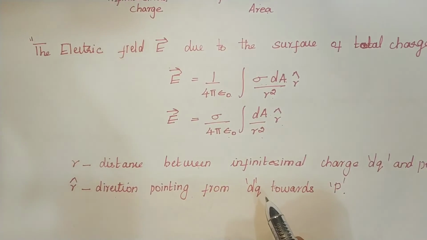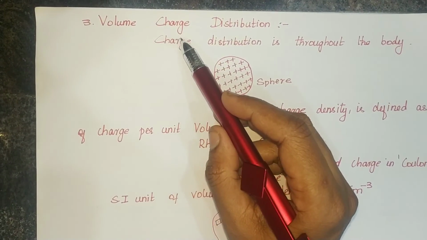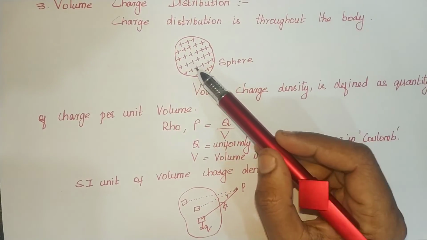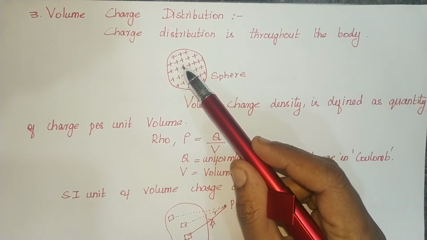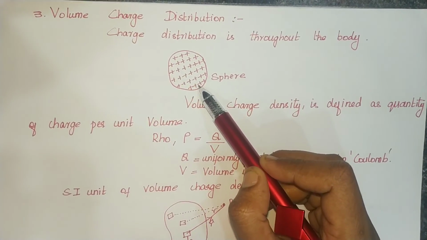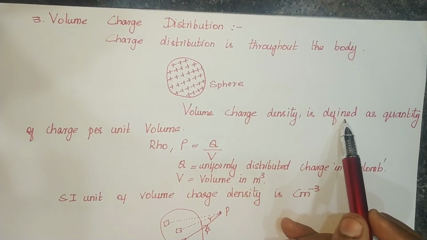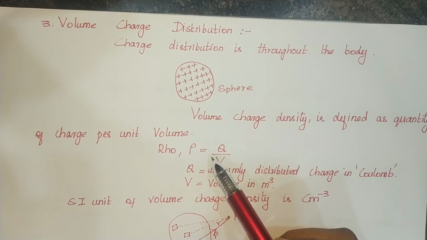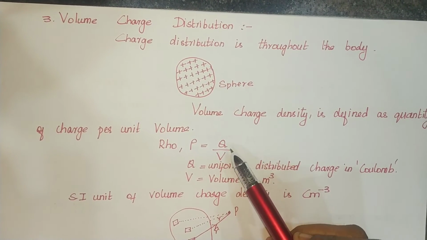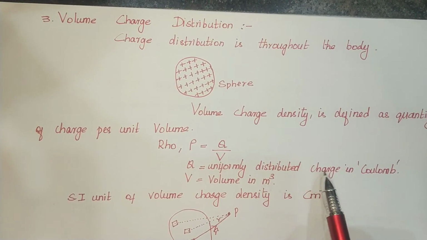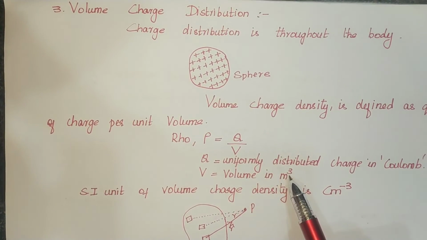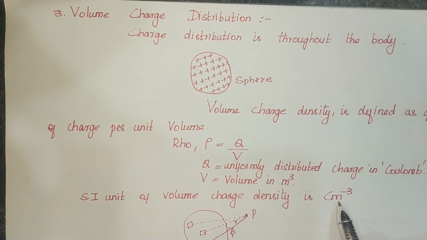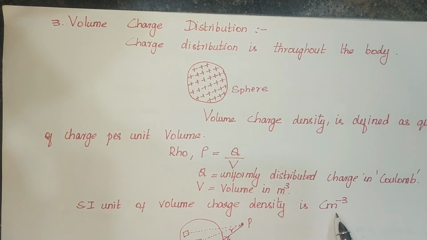Third one is volume charge distribution. Here the charge distribution is throughout the body. We are considering a sphere where the charges are distributed throughout the body, and the volume charge density is defined as the quantity of charge per unit volume. The variable is rho, given by rho equal to Q by V. Q is the uniformly distributed charge in coulomb and V is the volume in meter cube. Then what will be the SI unit? Coulomb per meter cube, that is C m^-3.